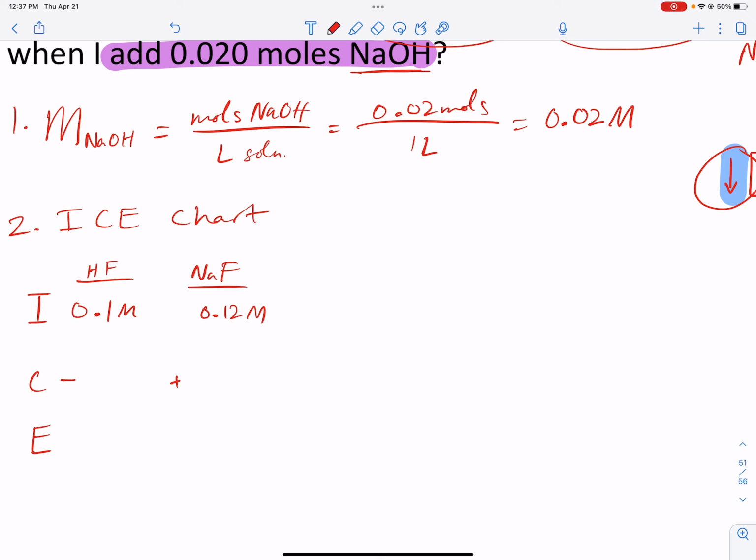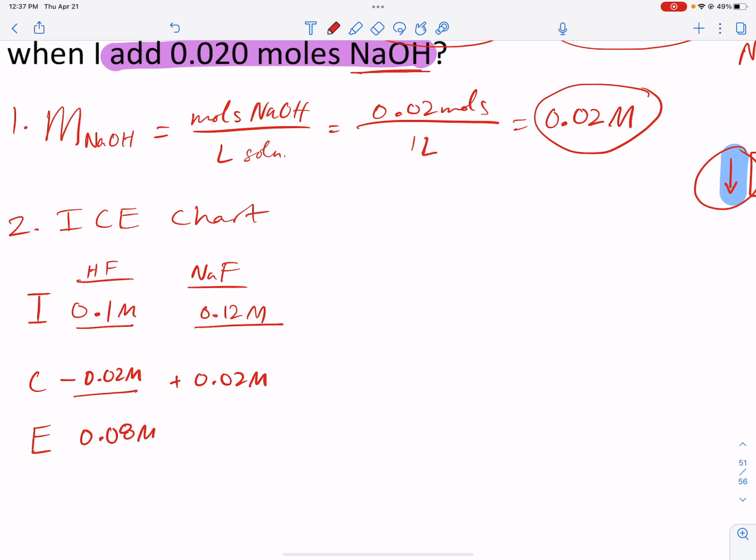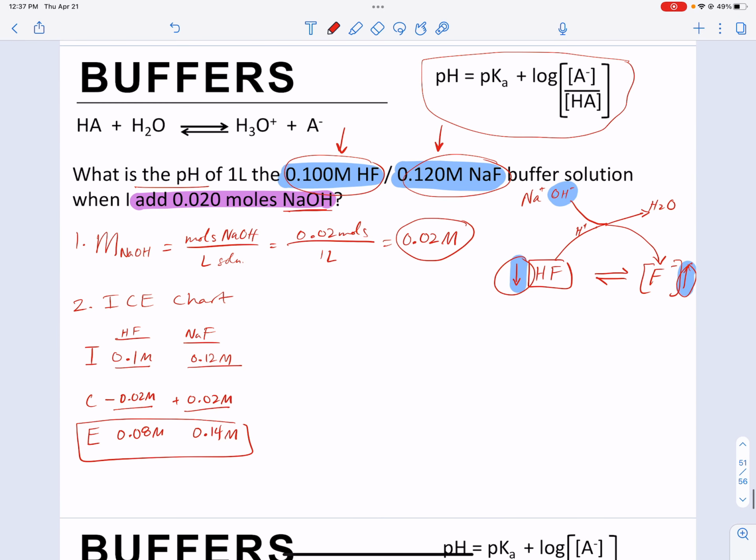Plus and minus what? By how much? It will go up and down by the concentration of the base or the acid that's being added. So you'll plug in 0.02 molar here and 0.02 molar here, right? And then you're just going to calculate these columns. 0.1 minus 0.02 is going to be 0.08 molar. And then 0.12 plus 0.02 should give you a 0.14. E stands for the new equilibrium concentrations that you now are going to plug into your Henderson-Hasselbalch equation.